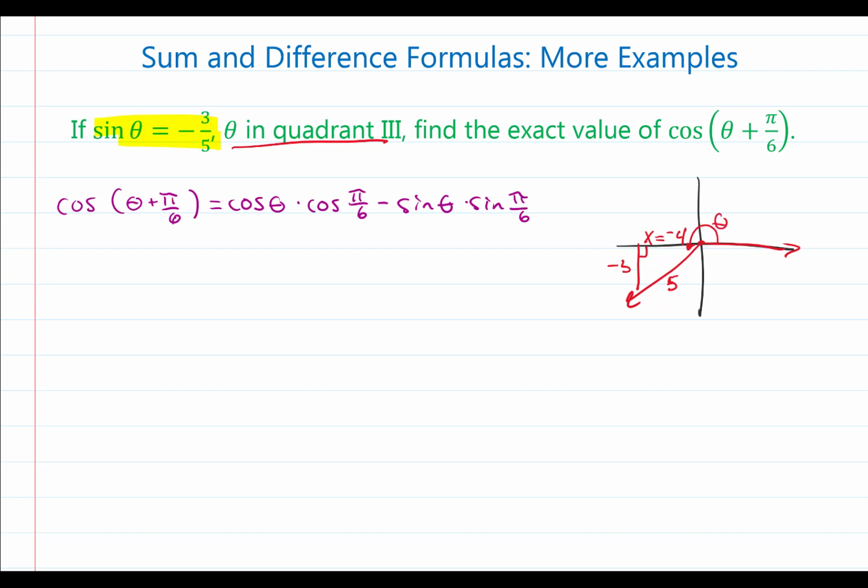So now I know the exact value for cosine of theta, given that this is a picture representing the angle theta. So I'm going to go ahead now and replace these trigonometric functions with their exact values. So cosine of theta, based on the picture, is equal to -4/5. Cosine of pi over 6 we know is equal to square root of 3 over 2. Sine of theta, based on the picture or the directions, is equal to -3/5. And sine of pi over 6 is equal to 1/2.